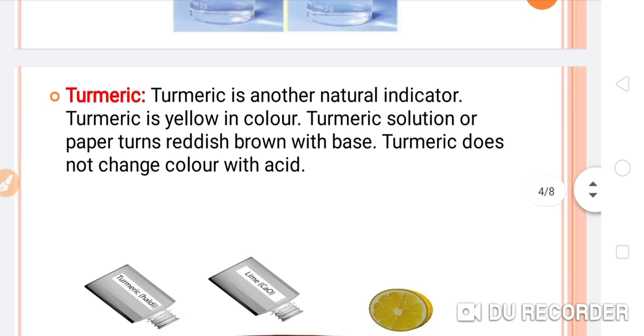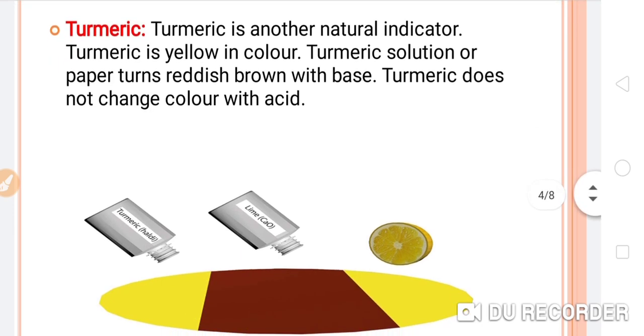Now second, turmeric. Turmeric is another natural indicator. Turmeric is yellow in color. Turmeric solution or paper turns reddish brown with a base. So if you have a base and you use turmeric paper with that base, at that time its color will turn brown. But if you have an acidic solution and you use yellow turmeric with it, you will find there is no color change; the yellow color of the turmeric will remain as it is.